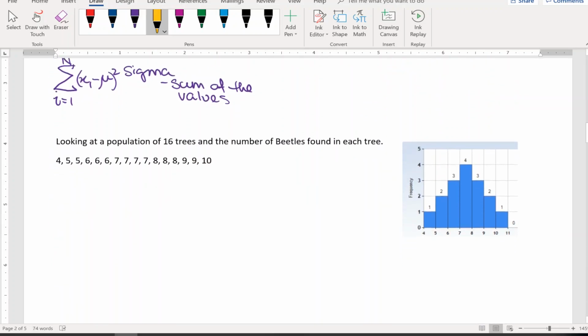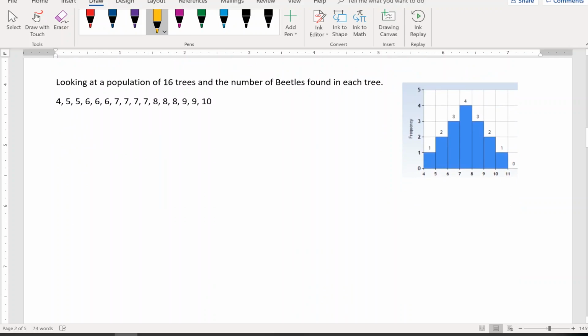Let's take a look at an example of a sample population. We've pulled 16 trees from an area, and we're looking at the number of beetles found in each tree. The data has already been sorted from lowest to highest. In the first tree we had 4 beetles, the second tree 5 beetles, the third tree 5 beetles, and so on. We've drawn a histogram here, and you'll notice that this histogram looks like it's normally distributed.